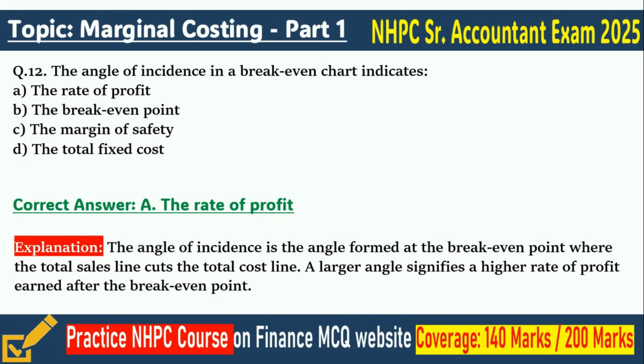So, friends, we have also given the explanation. The angle of incidence is the angle formed at the break-even point where the total sale line cuts the total cost line. So, a large angle signifies a higher rate of profit earned after the break-even point. Moving on. Friends, next question.